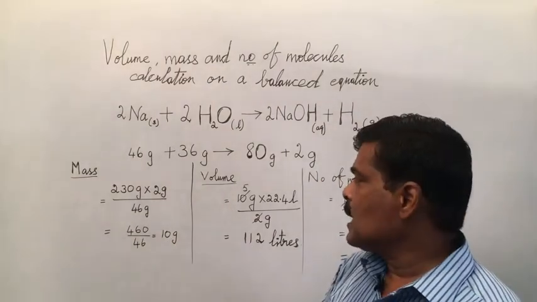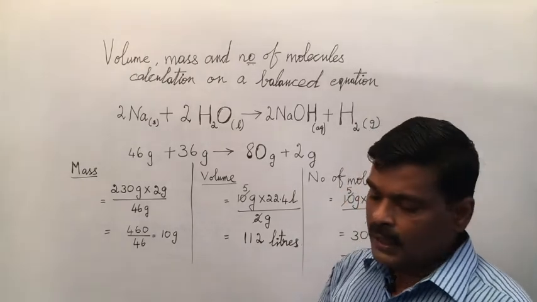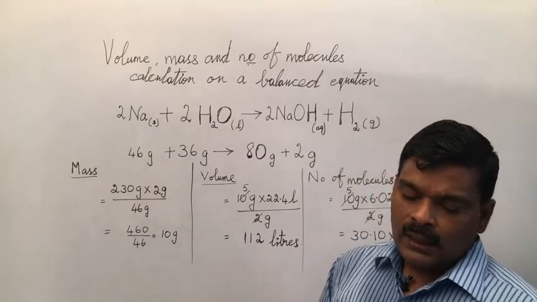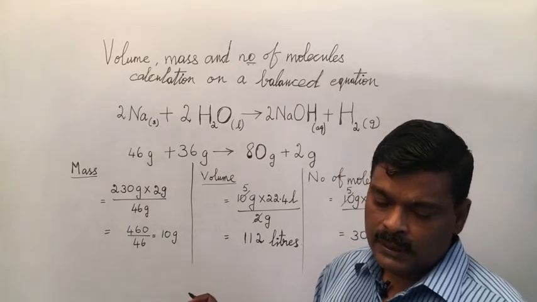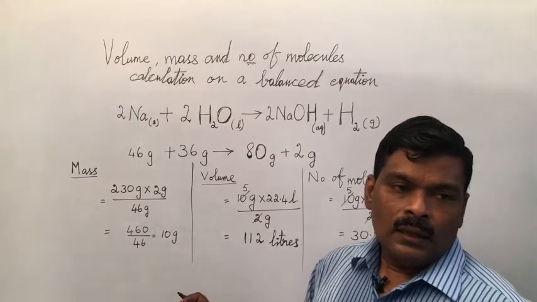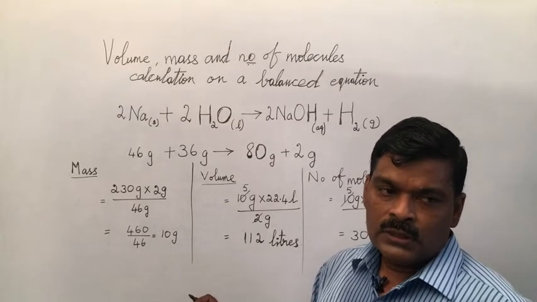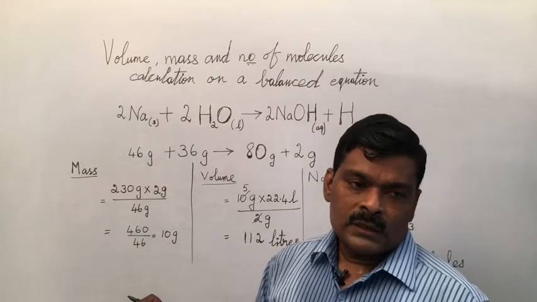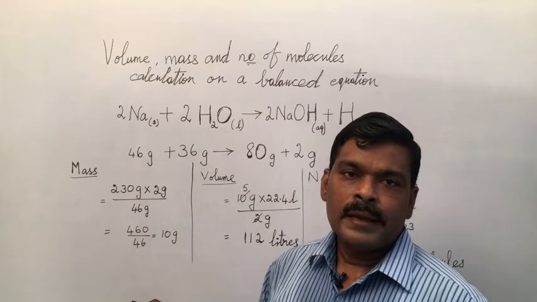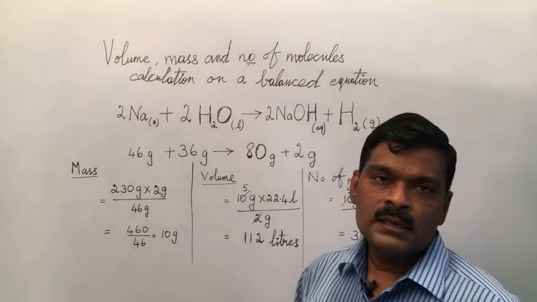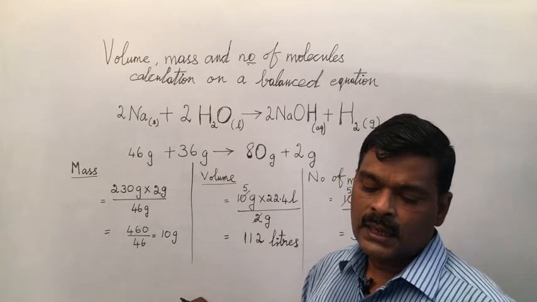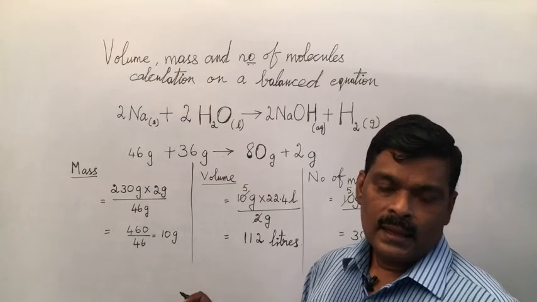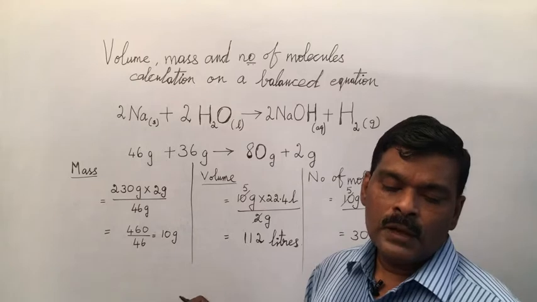Next, its volume is calculated. For this volume we need one data at STP, that is standard temperature and pressure. What are those values? Temperature is 0 degree Celsius or 273 Kelvin and pressure is 760 mm of mercury. Those are the values for standard temperature and pressure, STP. So at STP, 1 gram molar mass of any gas will occupy 22.4 liters.